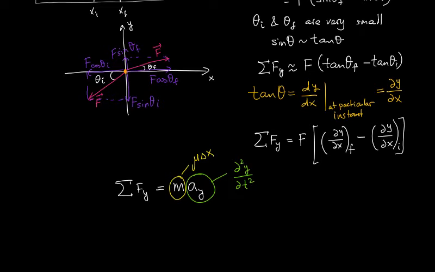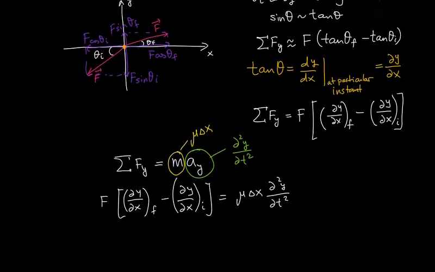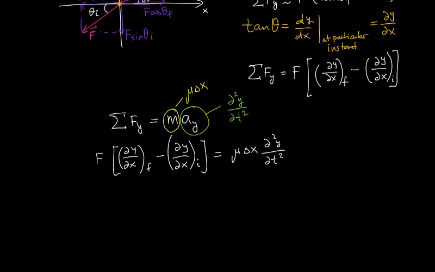Now let's substitute everything. For the sum of the forces in y, I'm going to write force times dy/dx final minus dy/dx initial equals mu delta x d2y/dt2. I hope you're already seeing something similar to our wave equation, but on the right side you can see d2y/dt2. So let's see how we can make it happen.